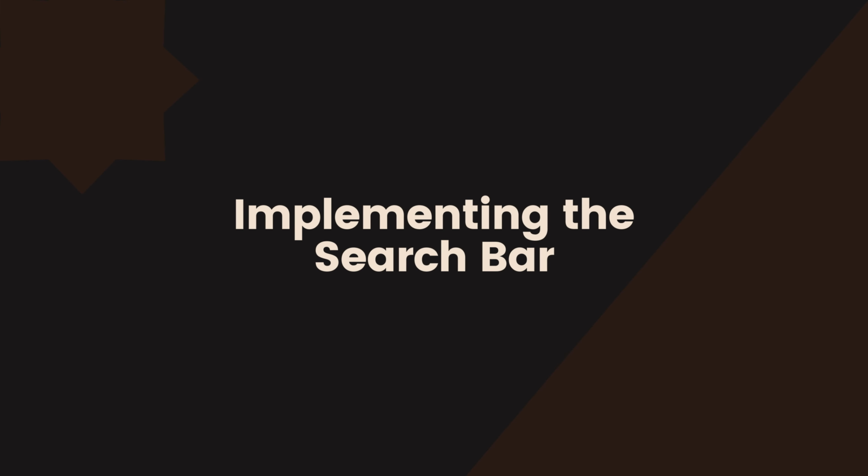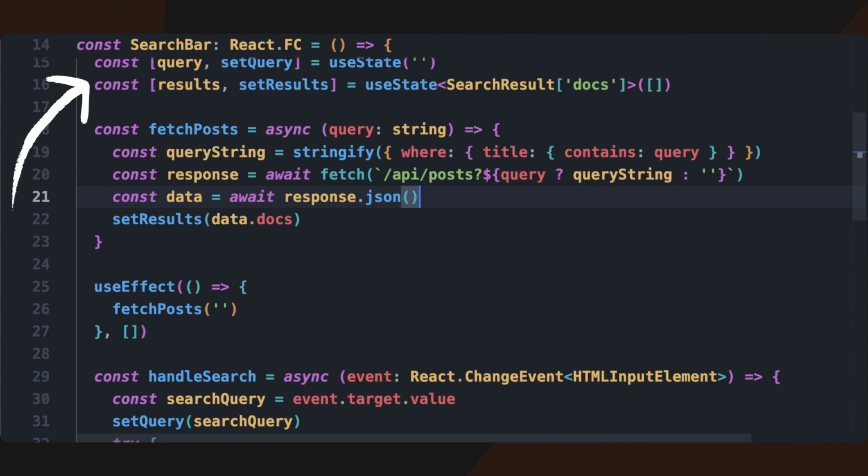Let's create a search bar component that interacts with our Payload backend to fetch and display filtered data in real time. This component will include several key features: managing state with useState for the search query and results, a fetch post function to query the CMS dynamically, and debouncing the input to minimize API calls and optimize performance. Here's an example.